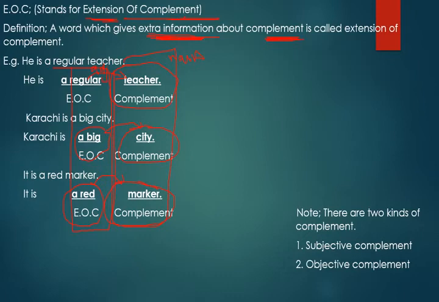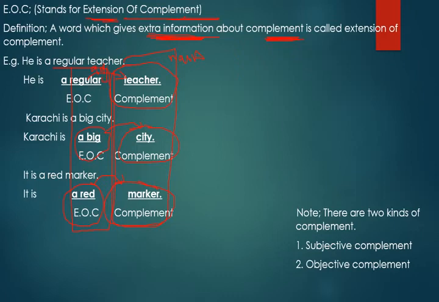I say he is a teacher. Which sort of teacher? Regular teacher. He is a regular teacher. Regular is the extension of complement, giving extra information about the teacher complement. And Karachi is a city, but which sort of city? Big city. Big is adding something in the meaning of city and giving extra information about the complement. That's why we call big an extension of complement.